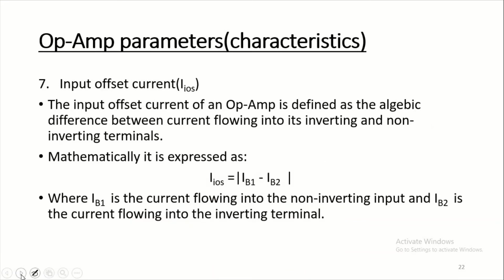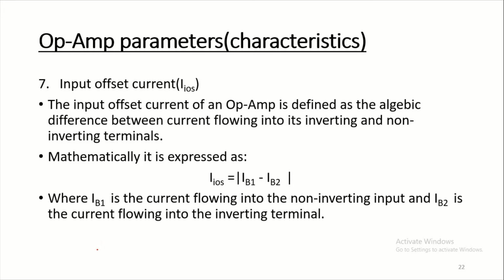The next is input offset current, IIOS. The input offset current of an op-amp is defined as the algebraic difference between the currents flowing into its inverting and non-inverting terminals. Mathematically, it is expressed as IOS is equal to modulus of IB1 minus IB2, where IB1 is the current flowing into the non-inverting input and IB2 is the current flowing into the inverting terminal, as shown in the previous figure.